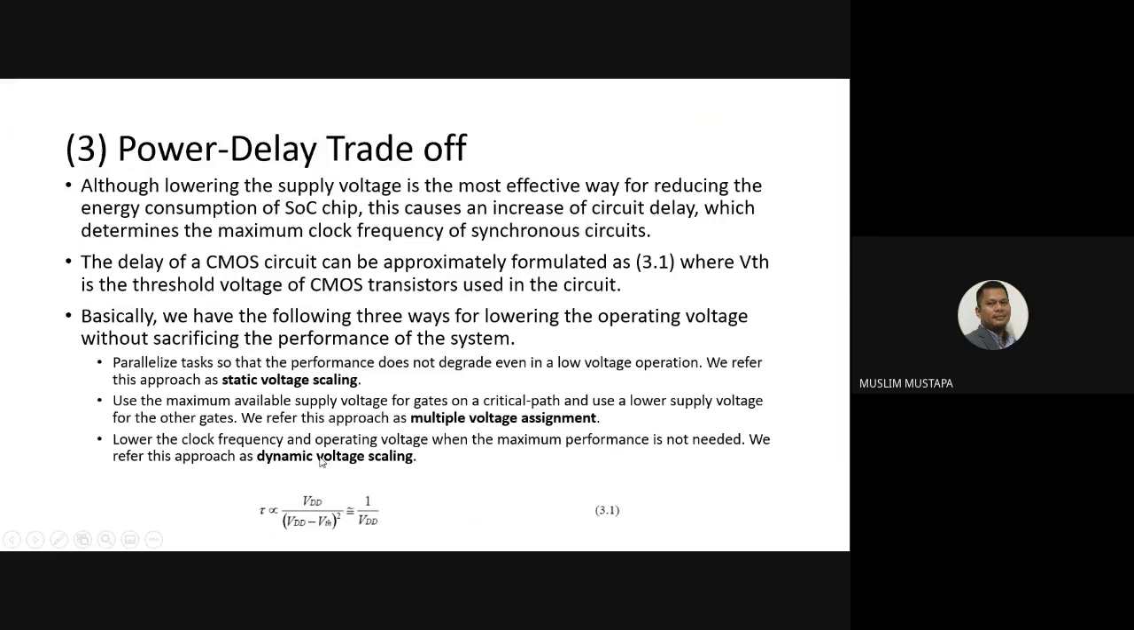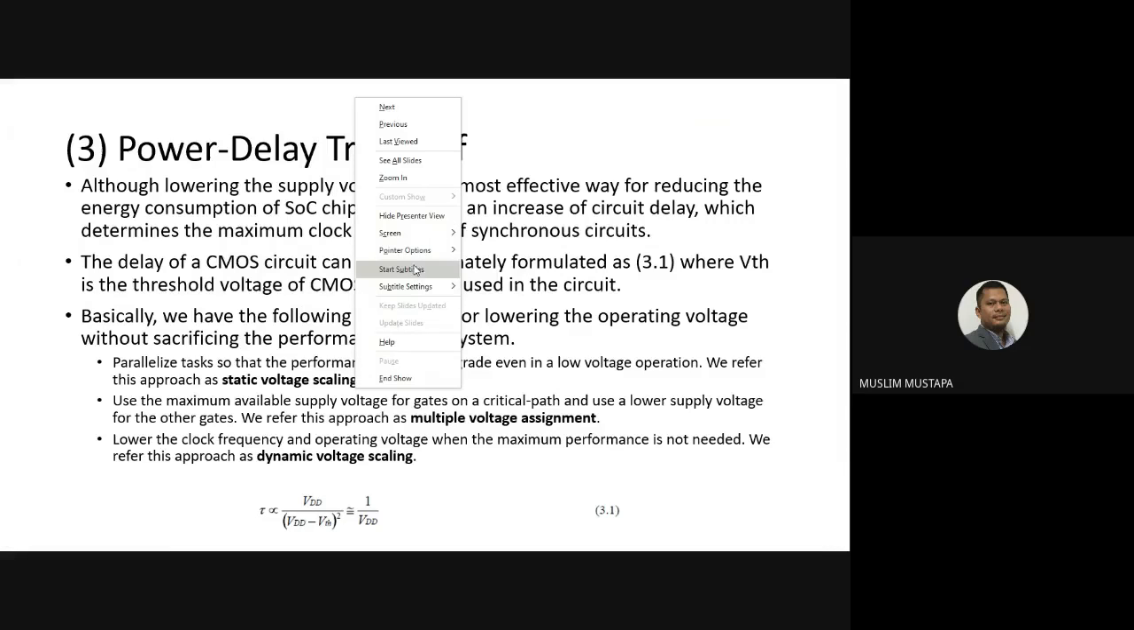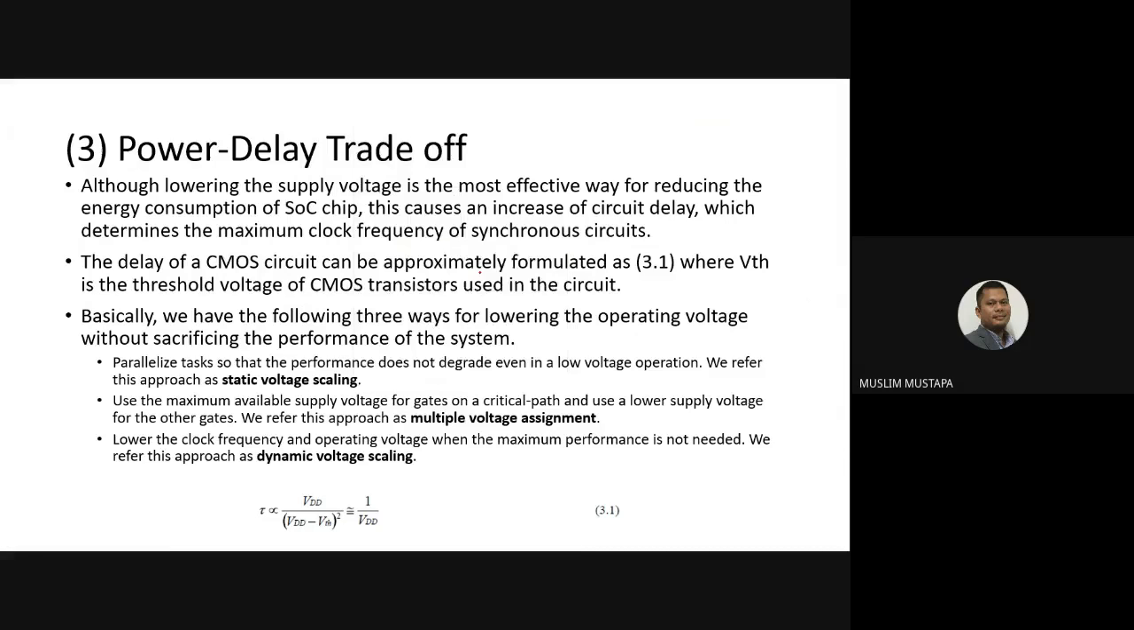As we can see, this is the delay. As the voltage reduces, the delay will increase. This is inversely proportional. As we lower down the voltage, the delay will keep on increasing. So it's inversely proportional.